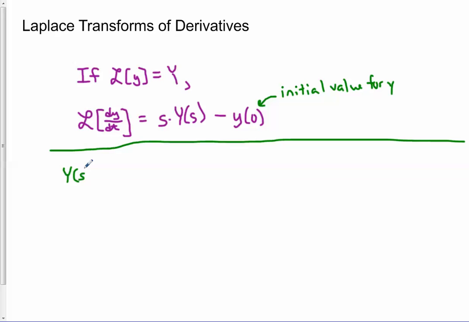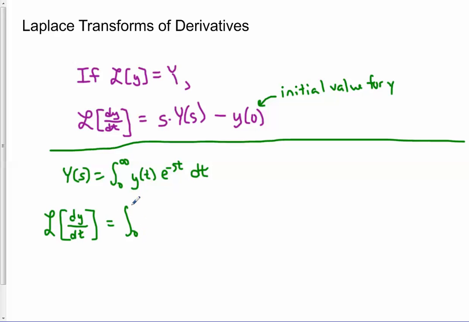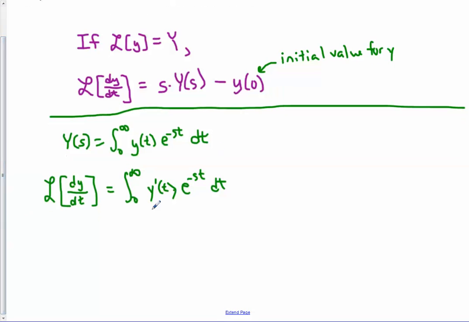So in other words, big Y is, of course, that integral, the definition of the Laplace transform. So now we want to look at the Laplace transform of the derivative. Well, by definition, that would be the derivative times e to the minus st dt. And actually, I'm going to just use the prime notation for derivatives for this work. Okay. Now, how are we going to work that out? And of course, we're never going to work it out because we don't know what the y is.